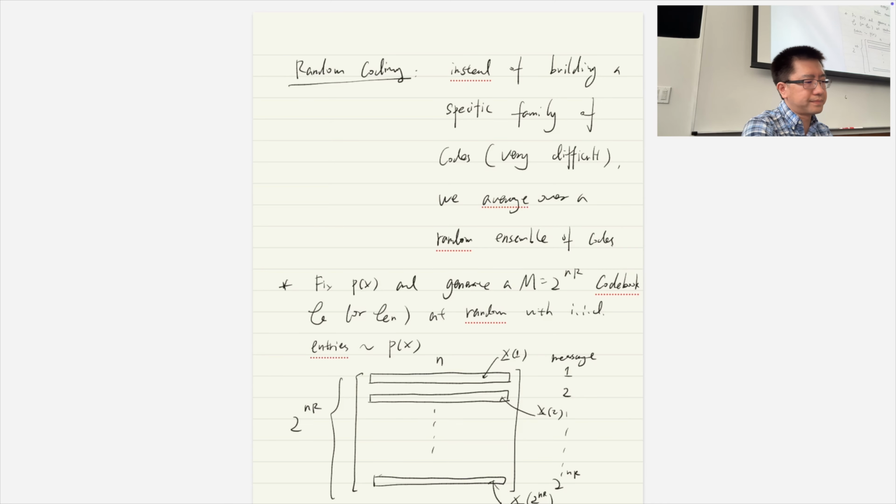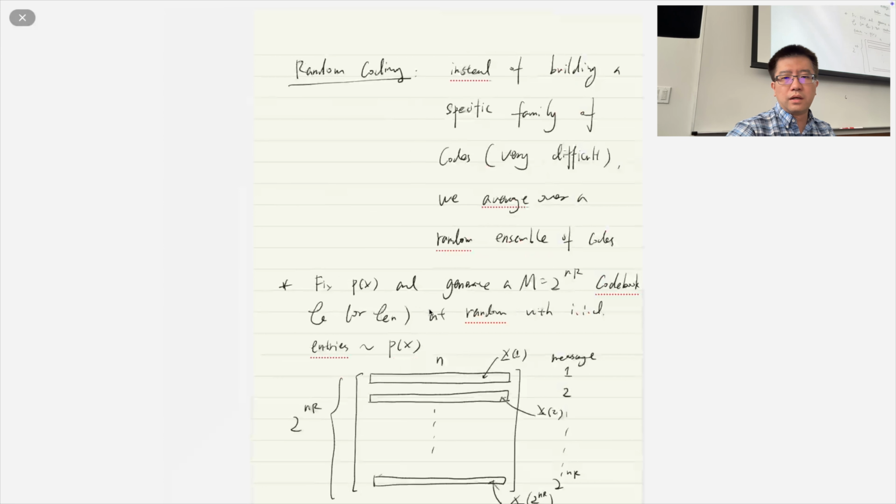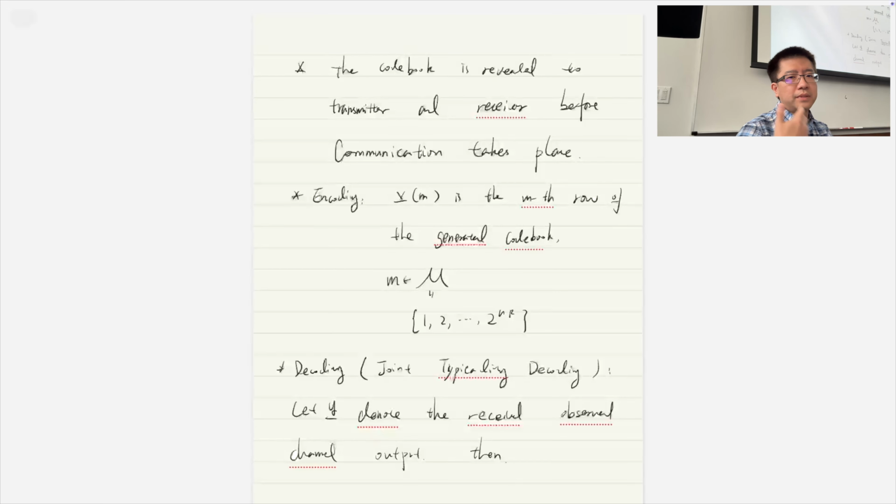Of course, the transmitter and receiver know the codebook. The encoding part is very easy. We just label the first row as message 1, the second row as message 2, and so on. That's our encoding. The randomness really comes from the IID generation of the codewords. For the decoding, we use joint typicality decoding.